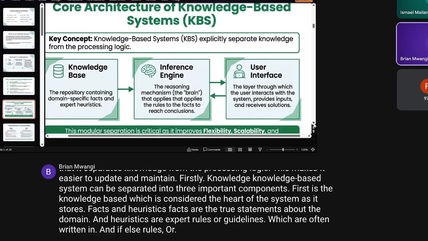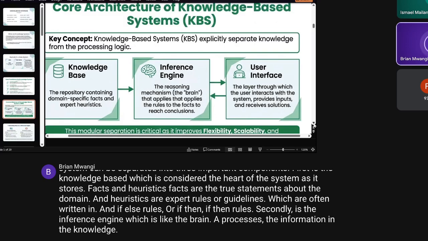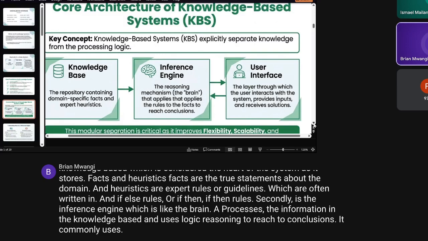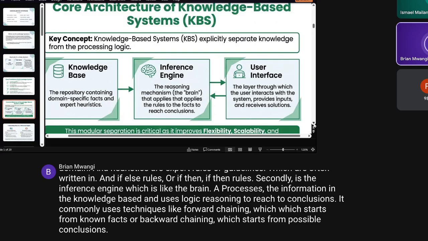Secondly is the inference engine, which is like the brain. It processes the information in the knowledge base and uses logical reasoning to reach conclusions. It commonly uses techniques like forward chaining, which starts from known facts, or backward chaining, which starts from possible conclusions and checks if the facts support it. And thirdly, there is the user interface, which allows users to interact with the system.